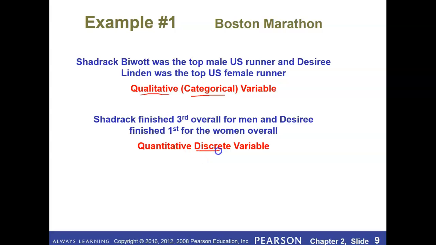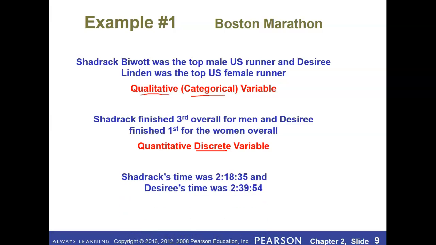Okay, you can finish first, you can finish second, but you can't finish 1.5 or 3.6 place. It's either first, second, third, fourth, and fifth. That's all discrete. Then we can say Shadrach's time was 2 hours, 18 minutes, and 35 seconds, and Desiree's time was 2 hours, 39 minutes, and 54 seconds. This is all true, by the way.